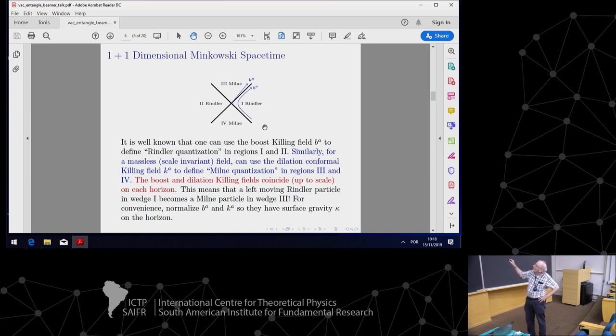So here in this right wedge that I've labeled one, Rindler, the Lorentz boost Killing field is timelike. I can view this wedge as a space-time in its own right, and I can use a standard definition of positive frequency in this wedge to define a notion of particles in this wedge, and I can similarly define a notion of particles in this wedge, and that is referred to as Rindler quantization, at least that's one name for it, and what I'll show you in a moment is what the Minkowski vacuum state looks like in terms of Rindler particles.